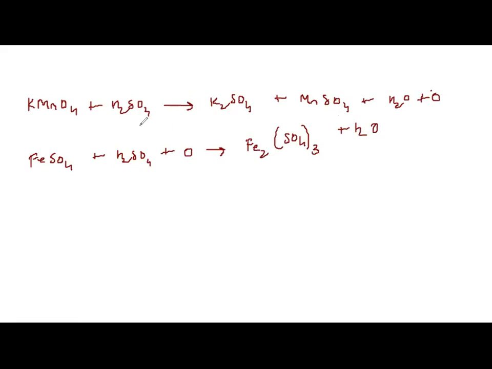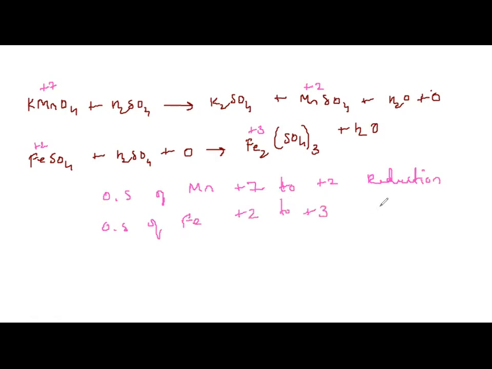So what is happening to the oxidation state? If you look here, you can calculate and see the Mn oxidation state is +7 and here it is becoming +2. Whereas iron here is +2 and here it is becoming +3. So I can say the oxidation state of Mn changes from +7 to +2. That means gain of electrons. What is it? Reduction. The oxidation state of Fe changes from +2 to +3. What is it? Loss of electrons. It means oxidation.